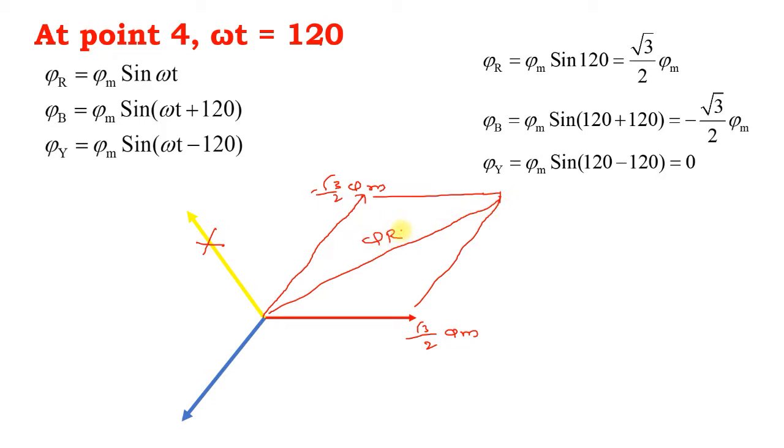If I consider all the different instants, when omega t is equal to 0 the resultant flux is in this direction, and when omega t is equal to 60 degrees the resultant flux has moved from this place to the next place. Again, when the instant is 120 degrees the flux changes from this position to this position. That means as the instant changes, the flux is rotating in the anti-clockwise direction. This is the concept of rotating magnetic field.